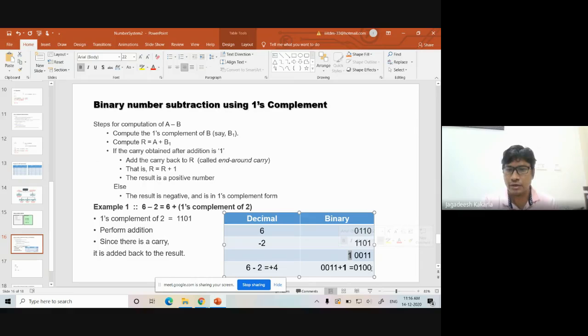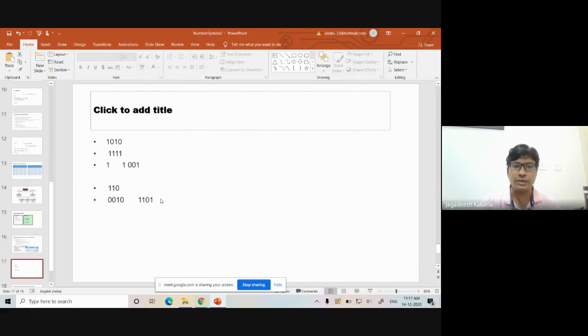Now if you have a doubt, this 0100, you convert into a decimal number. What is 0100? 4. It is 4. Am I right? So 6 minus 2 is 4 only, or not? How many members have understood this one? Okay. Now for practice, I request everyone to do this one.